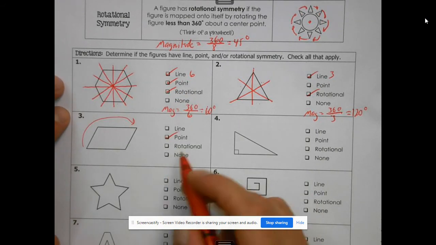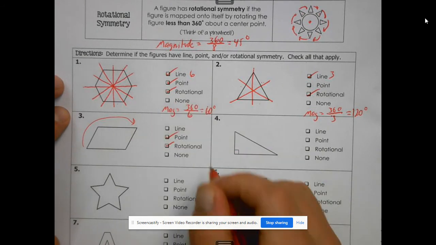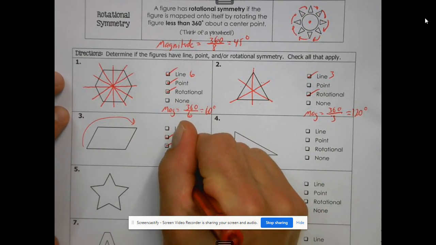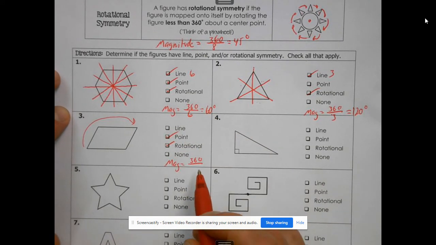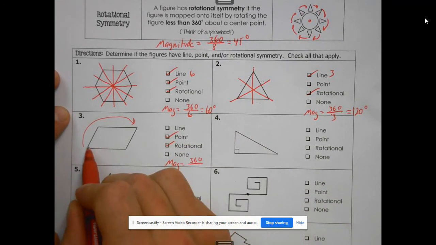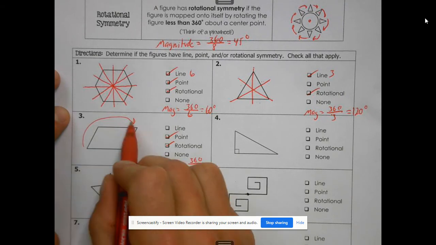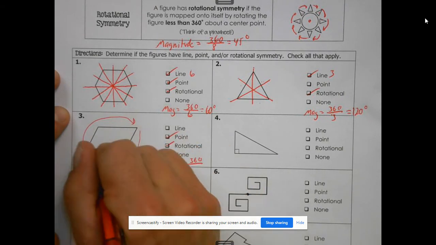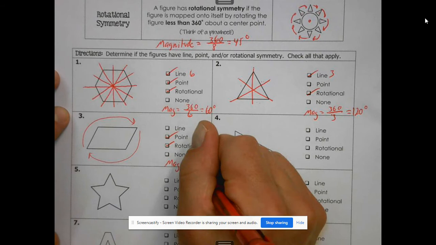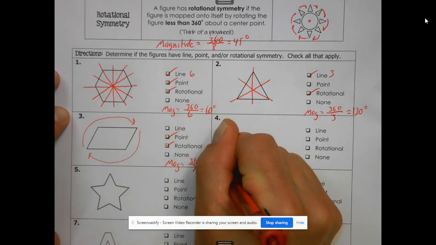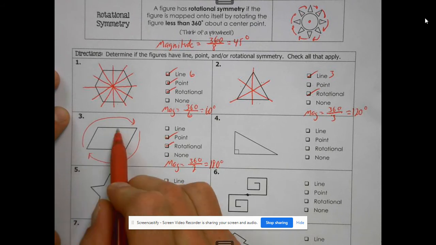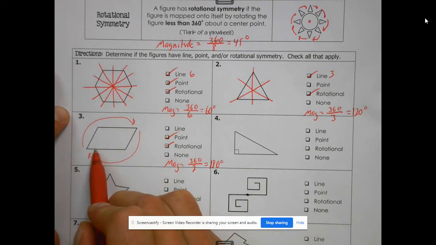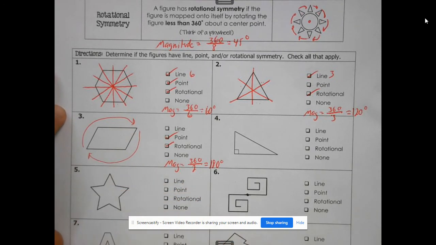Rotational symmetry, it does. So for the magnitude, you take 360. How many times can you rotate it before you get back to the original? Well, I can only rotate it twice. Once here, and then once back to the original. So the magnitude for this one would be 180 degrees, which means I can rotate this figure 2 times at 180 degrees to get it back to the original.